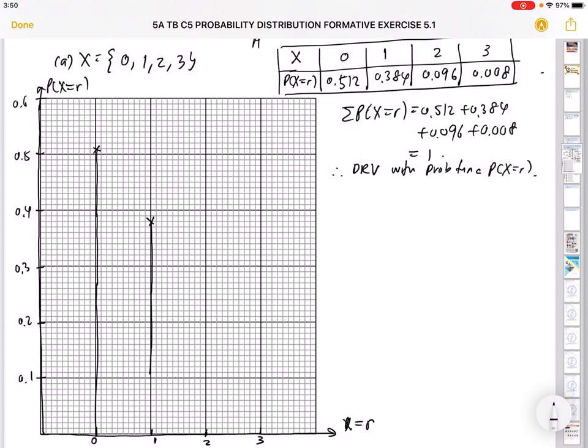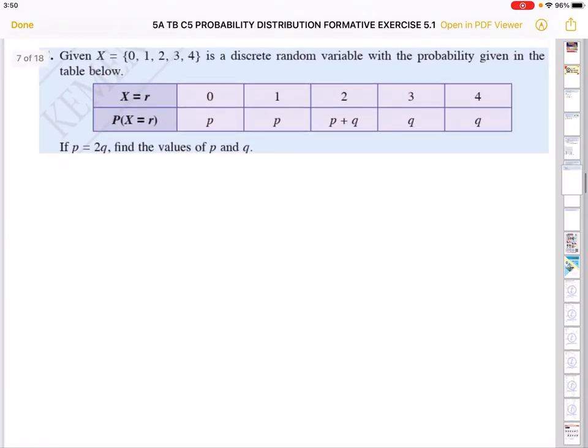X equals 2, 0.096. Very small value, 0.096 is in between 0.09 and 0.1. Lastly 0.008. Very small, less than 0.1. 0.1 is here, 0.008 somewhere here. Very, very small value. Okay, so that's for number 4. Let's move up. Question number 5. Here you're given x equals 0, 1, 2, 3, 4 is a discrete random variable, with probability given as below.